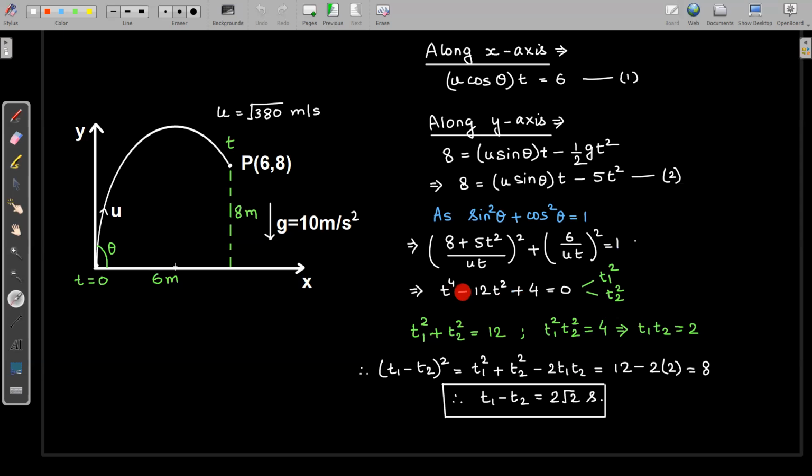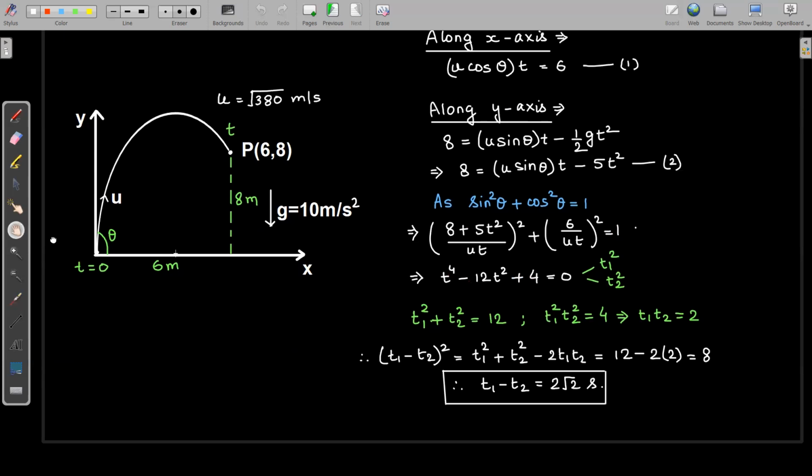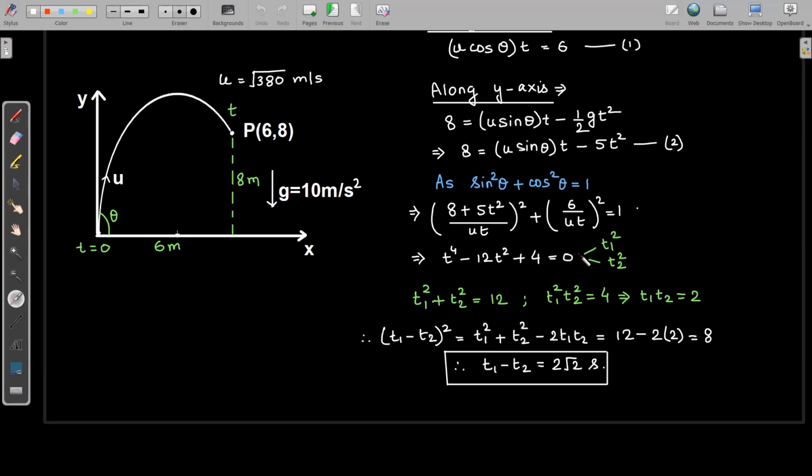Now I can say that this equation is a quadratic in t square. Suppose there are two solutions, t1 square and t2 square. Now we know the summation of roots. The summation of roots t1 square plus t2 square will be 12, which is minus b by a. And the product of roots t1 square into t2 square will be c by a, which is 4. So if t1 square into t2 square is 4, then the value of t1 t2 is going to be 2.